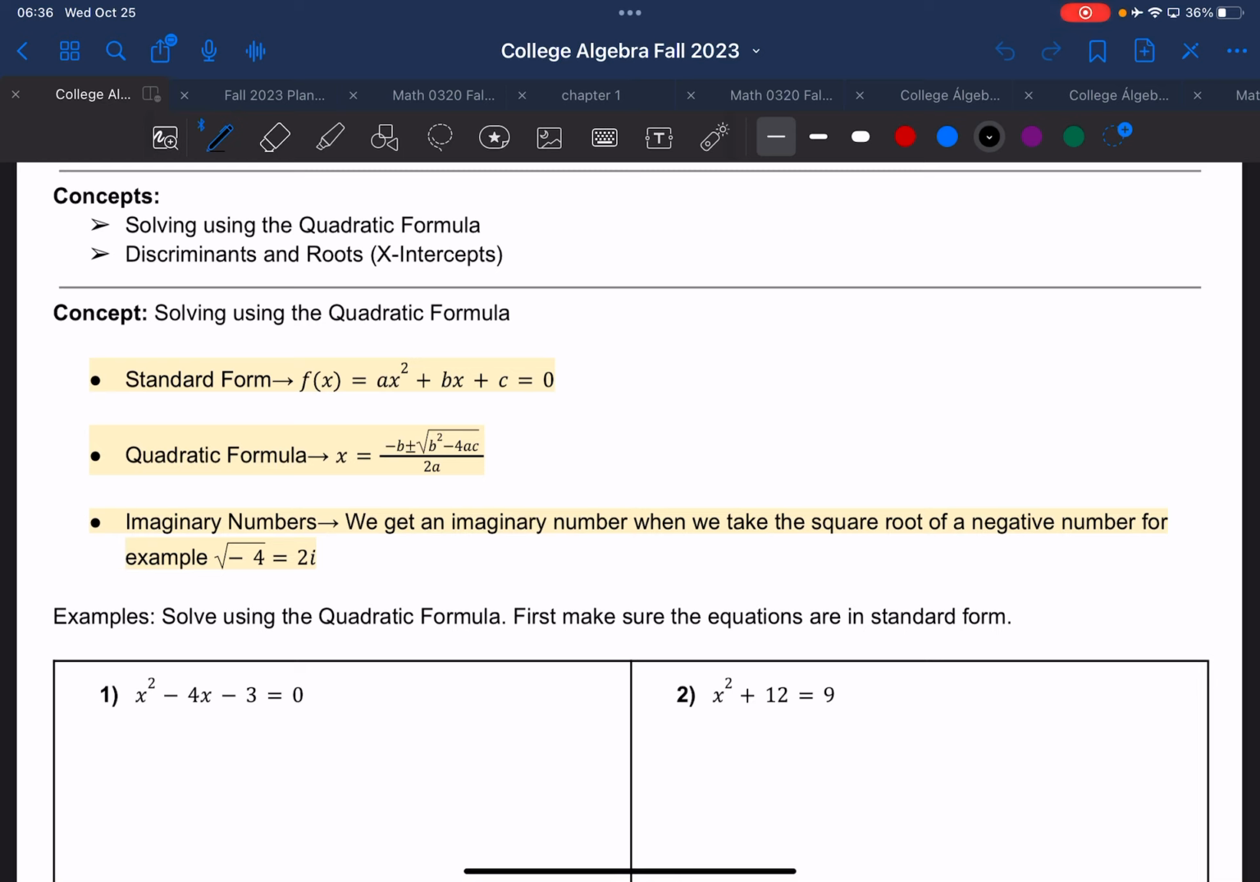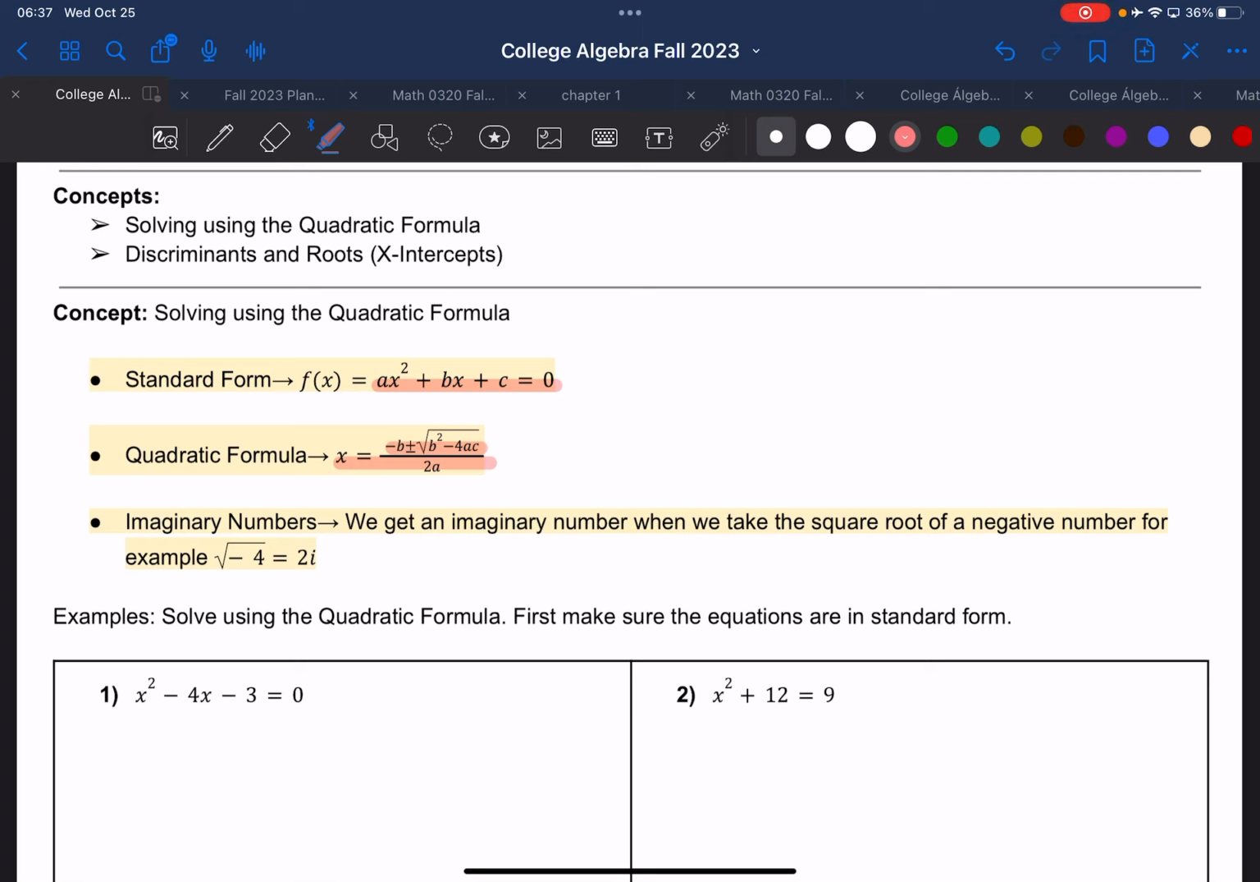So remember, the standard form for a quadratic function is ax squared plus bx plus c equals 0. Whenever we see our quadratic in that standard form, we can identify our a, b, and c, and then plug that into the quadratic formula. So again, we saw a little of that on Monday. The quadratic formula is x is equal to negative b plus or minus the square root of b squared minus 4ac, all over 2a.